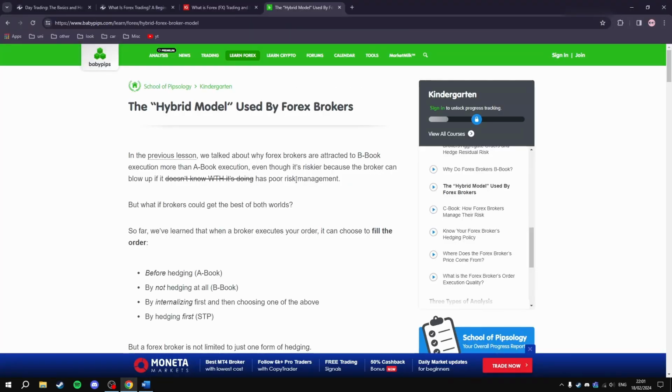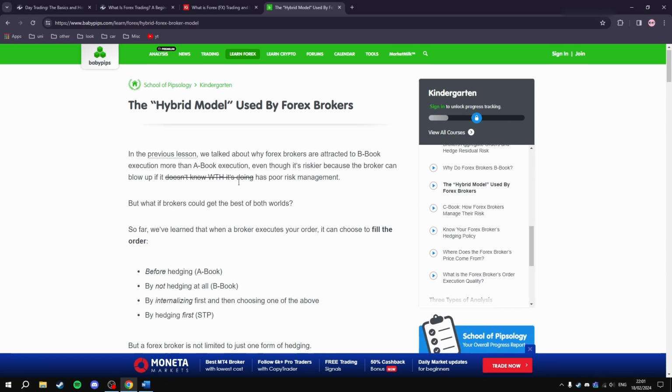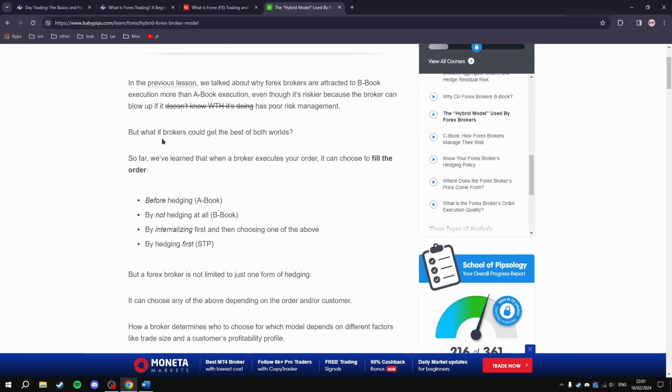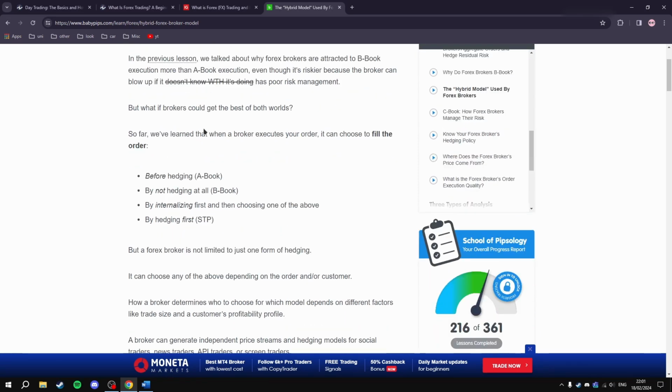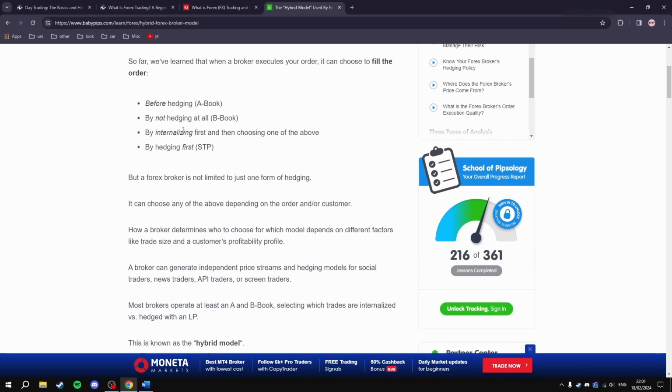In the previous lesson we talked about why Forex brokers are attracted to B-book execution more than A-book execution, even though it's riskier, because the broker can blow up if it doesn't know what the heck it is doing and has poor risk management. But what if brokers could get the best of both worlds? So far we learned that when a broker executes your order, it can choose to fill the order before hedging, A-book, by not hedging at all, B-book, or by internalizing first and then choosing one of the above, by hedging first, STP.